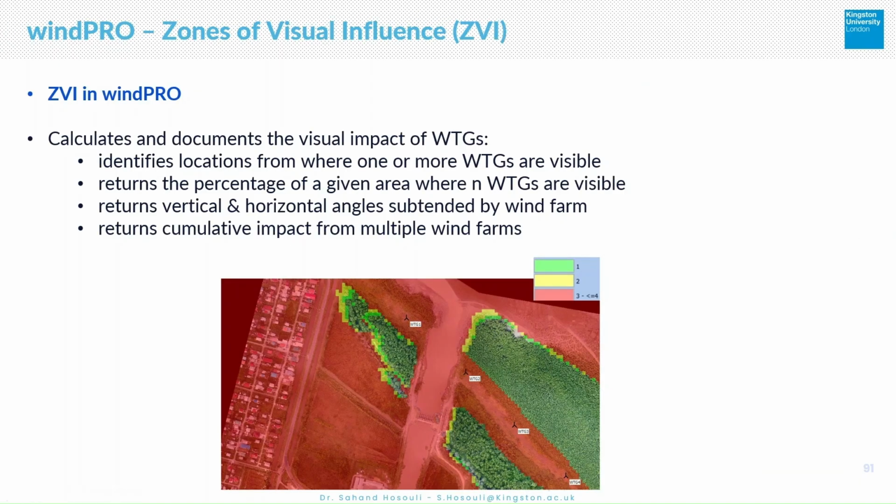In terms of the ZVI module in windPRO, as I said, it can calculate and document the visual impact of wind turbine generators. It can identify locations from where 1 or more wind turbines are visible. It can also return the percentage of a given area where the wind turbines are visible, similar to what we did with the noise and the shadow. It could also return the vertical and horizontal subtended angle of the wind farm, and it will also be able to return the cumulative impact from multiple wind farms. So it's a very powerful tool. We will not cover everything here today, but we will take a look at different aspects of this module in windPRO.